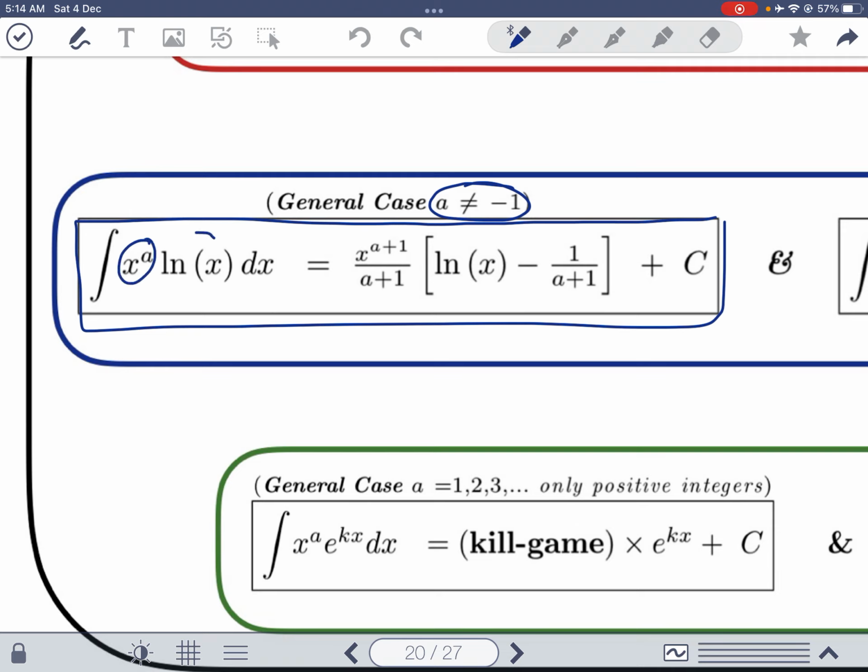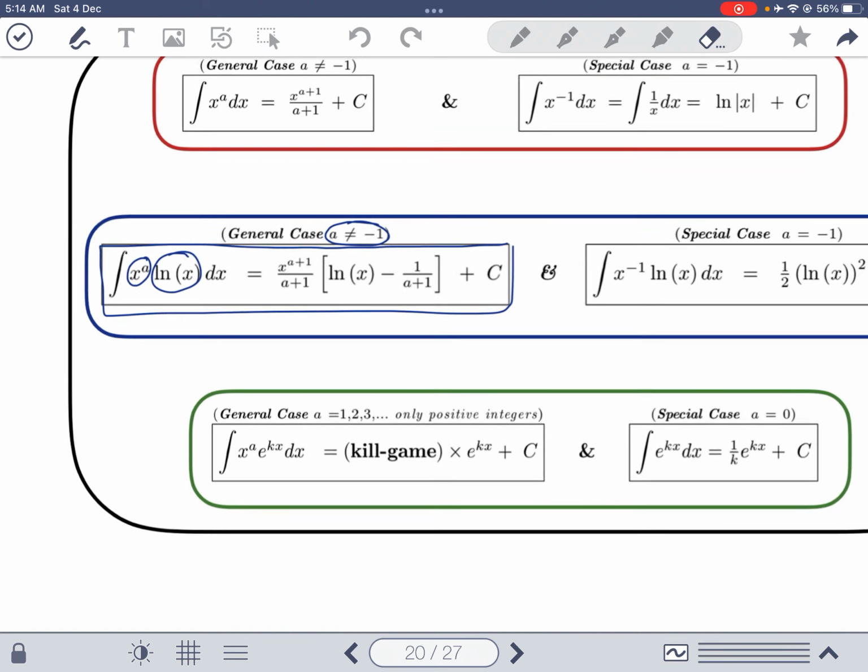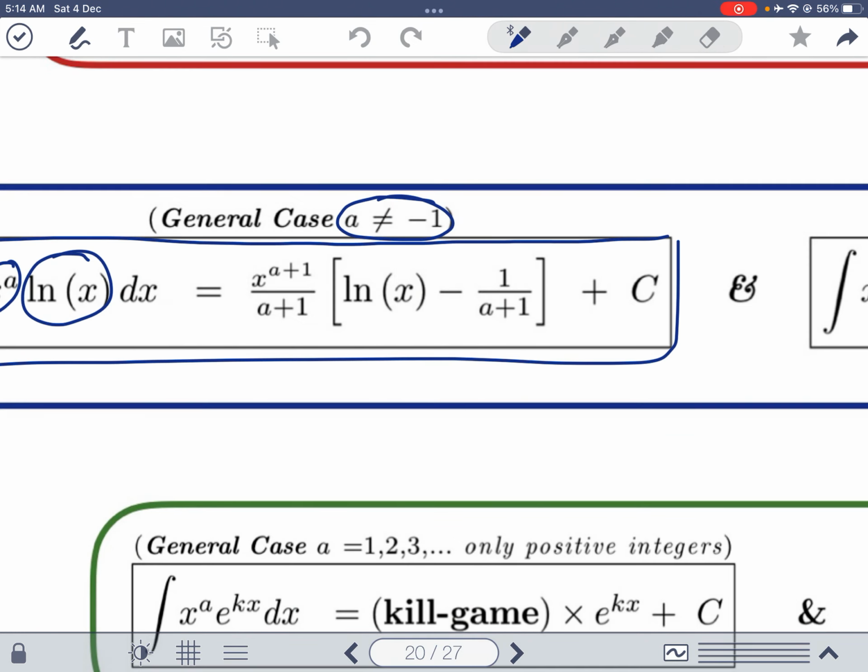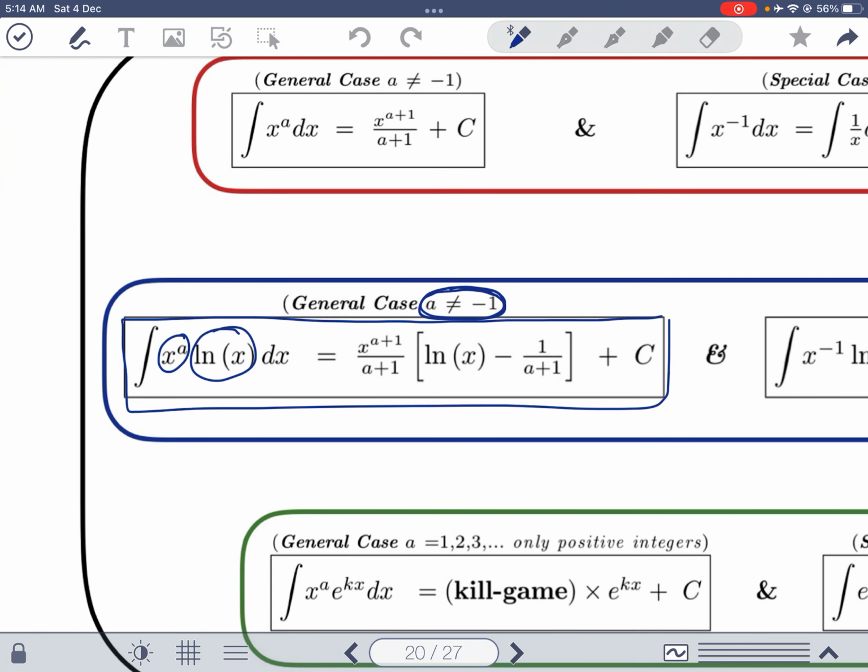Whenever you have a power times ln, then it will be: add 1 to the power, divide by the new power, and then between parentheses, ln minus 1 over the new power that you have here. It's just a very attractive formula for logarithm. This is for all a that is different from -1. So it works, for example, for the one we have now, x to the 4 ln x dx. Yes, it works because the power is 4, not -1.